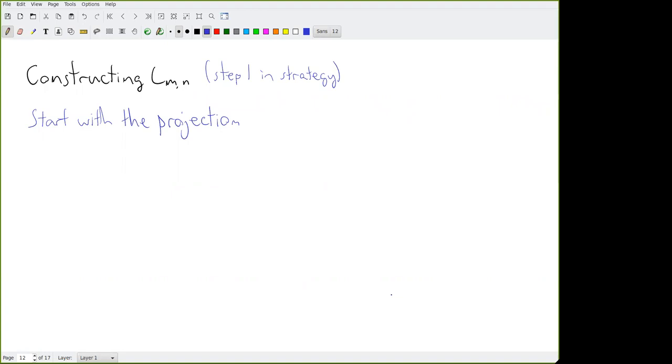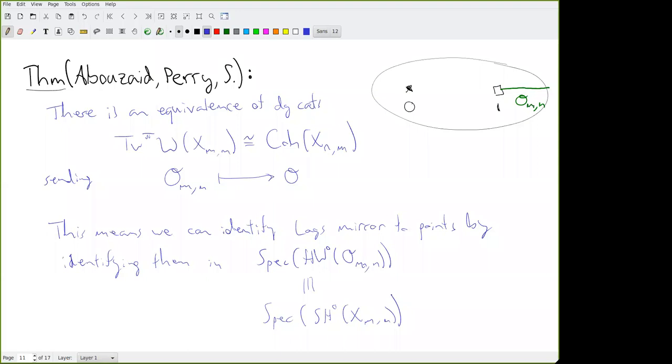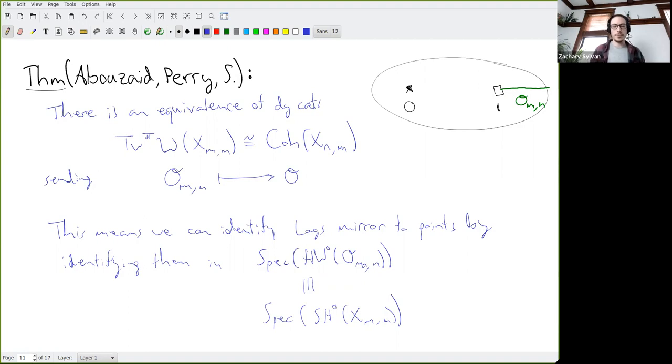May I ask questions? Yeah, of course. So you write Spec, right? So it's a scheme, not a rigid space, but a scheme. Yeah. So we're doing this just as complex varieties.